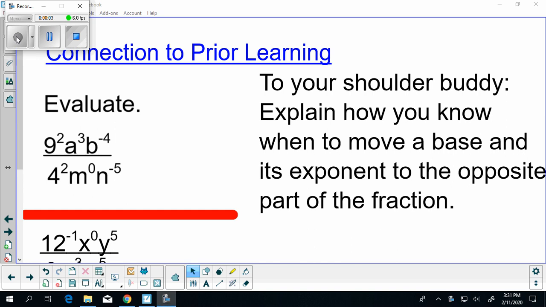Hi there, this is Mrs. Tellas. I'm going to be going over the notes for section 6.1, day 2 of 6.1. It's multiplying powers.